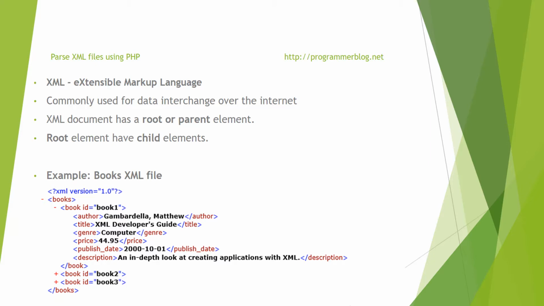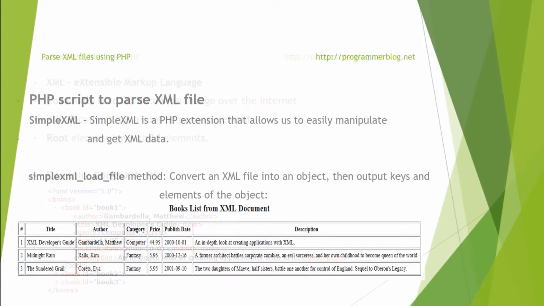In this file, after the XML version, for each book element we have author, title, genre, price, publish_date, and description of the book. Next, we'll create a PHP script to parse the XML file. PHP provides us with a library called SimpleXML. The SimpleXML extension allows us to manipulate XML documents very easily.